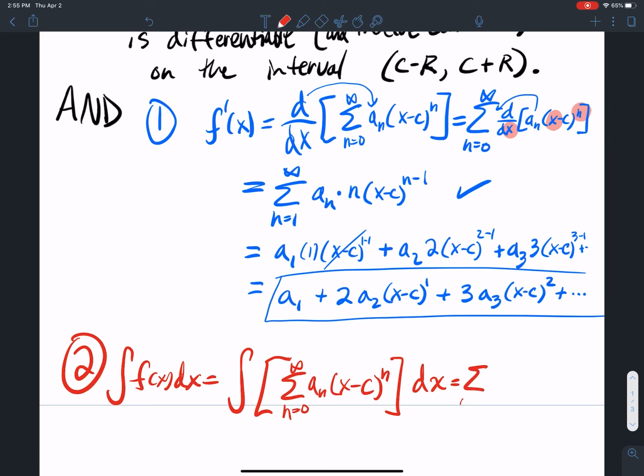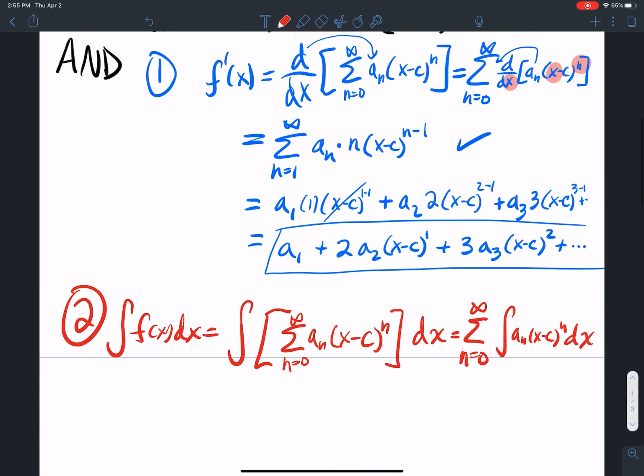That's the sum as n goes from 0 to infinity of the integral of a n x minus c to the n dx. So we integrate each term individually. Now to integrate something to the n, I do what? I have n equals 0 to infinity. I don't lose a term because I'm not taking a derivative, I'm integrating, right? I have a n, which is my constant, right? The a n can come out front.